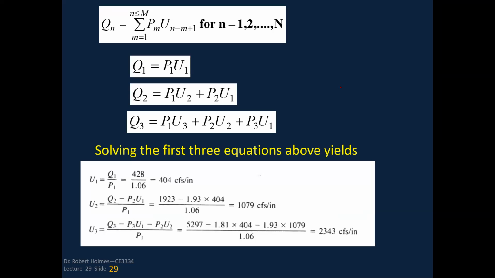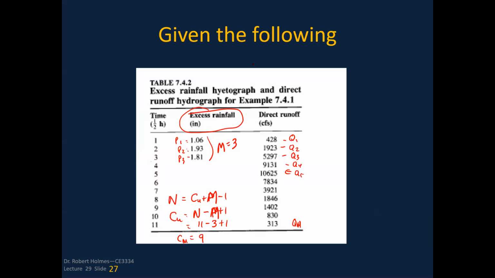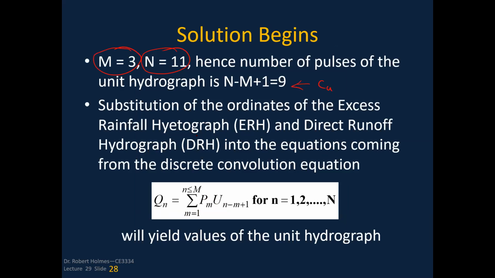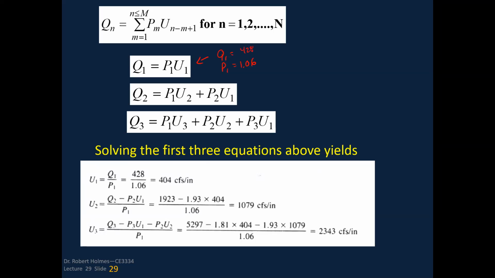The first thing I do is take my Q1, Q2, Q3, and go on through the equations, and I look for my simplest equation, the one that has only one unknown. Well, I know Q1 and I know P1, right? So Q1 is equal to 428, and P1 is 1.06. Again, that's from back here. Here's my P1, here's my Q1, 428. I go through and solve for U1, and that's equal to 404 CFS per inch. And that gives me the first value of my unit hydrograph.